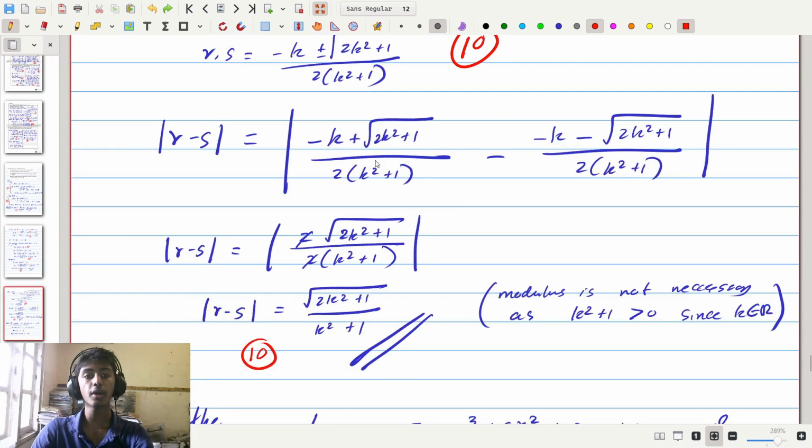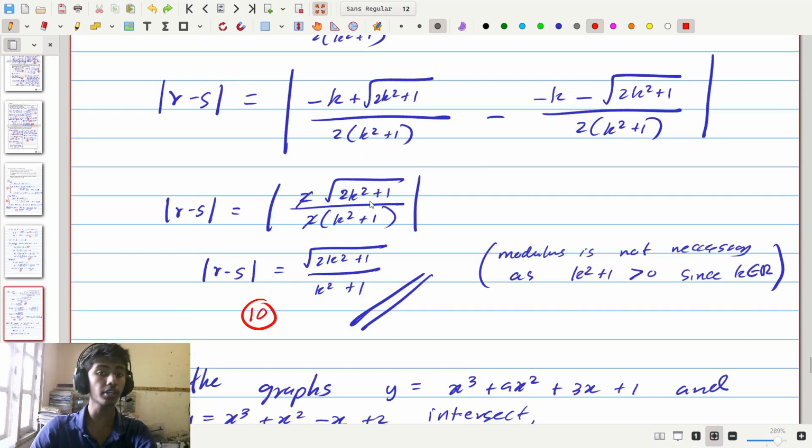When you simplify this down using the modulus and realize that this part is going to get cancelled and also that the modulus is not necessary, and write down this information that you have here, you're going to get another 10 marks. Remember, this information and the simplification and cutting out the minus k divided by 2 times k squared plus 1, all of that is important for getting these 10 marks.